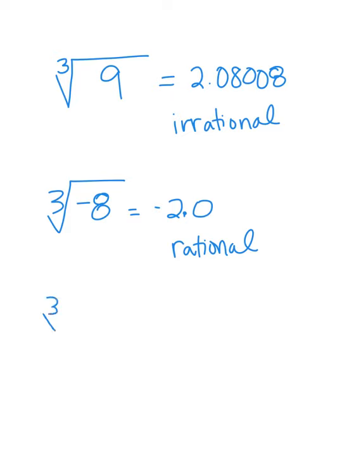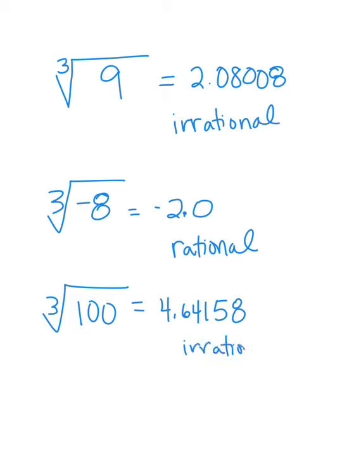The third root of 100, again, so we're looking at what times what times what will equal 100, and the answer to that is 4.64158. It does not end in a 0. It does not have a repeating pattern, so that is irrational.